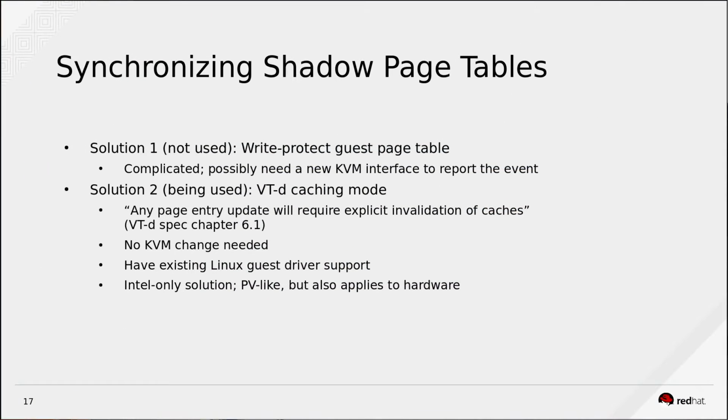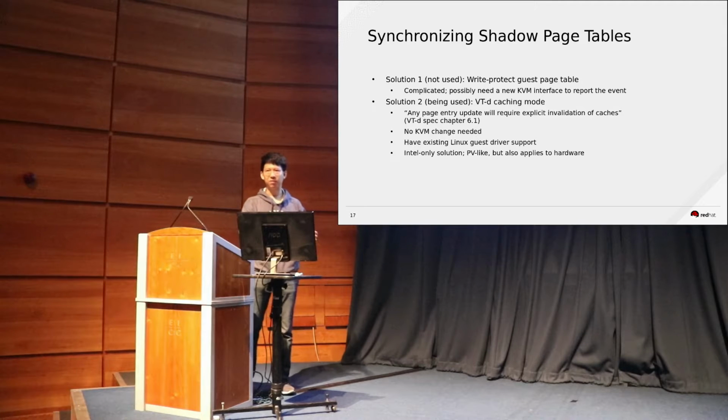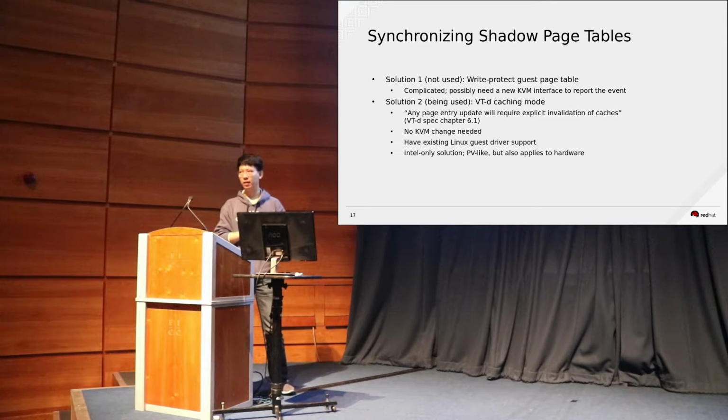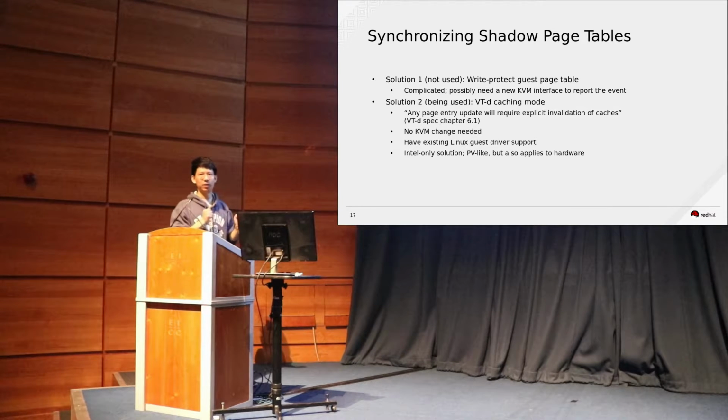So as we have already mentioned, if you still remember in the last graph, there is step 3 where we notify. When we set up a page for the DMA buffer, we will notify the host, actually the hypervisor, to know this new mapping. And this is the trigger point to synchronize the shadow page table for the devices. So this part is very important for us.